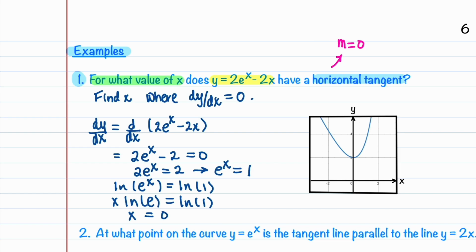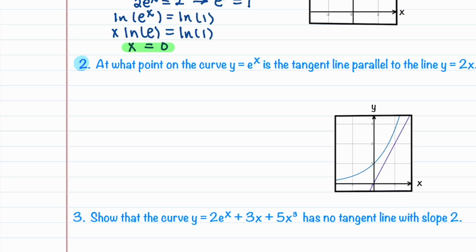I have a video on the natural exponential and natural logarithmic function that you may want to look at if you're rusty on exponentials and logs. Let's go ahead and highlight our answer. This tells us that our curve has a horizontal tangent at x is equal to 0. I went ahead and graphed this curve just so that you can see this. Do you see that right here at this point, x is equal to 0, we have a horizontal tangent.